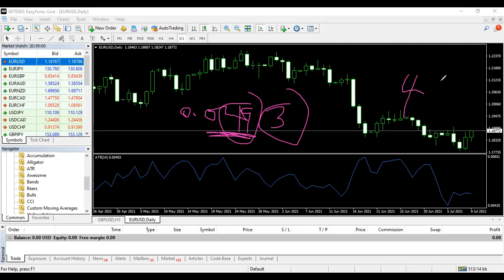49. So what this ATR is telling you is that it has done its calculation using the past 14 candles. And so on average, if Euro USD is supposed to move daily, it will move just 49 pips on average.